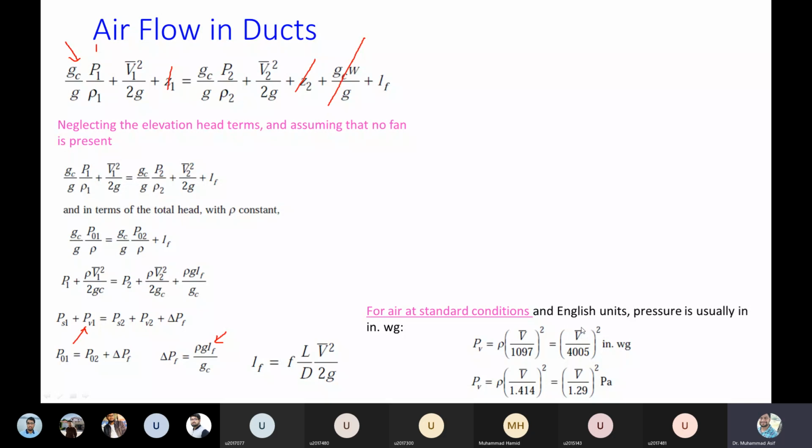Similarly, if we know the average velocity flowing through the duct, we can get the velocity head in British units as well as in SI units. Once we have the velocity head, and the static pressure from the gauge, we can get the total pressure, and the difference gives us the pressure loss due to friction.